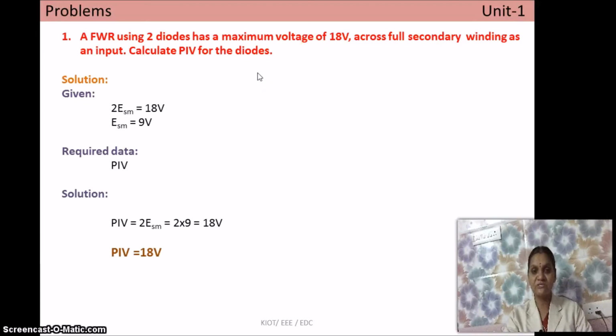What's the formula for peak inverse voltage in center tap? 2 ESM. So 2 ESM equals 18 volts is the given data. Calculate peak inverse voltage for the diode. Peak inverse voltage for the diode is 2 ESM, where 1 ESM equals 9 volts. So peak inverse voltage is nothing but 18 volts. So the given data itself gives you the answer. You have to understand this sentence properly to give the answer. Maximum voltage is nothing but peak inverse voltage. So 2 diodes are given. Normally the full wave center tap rectifier formula itself is 2 ESM, which is nothing but the voltage across the 2 diodes. So this becomes 18 volts as the answer.